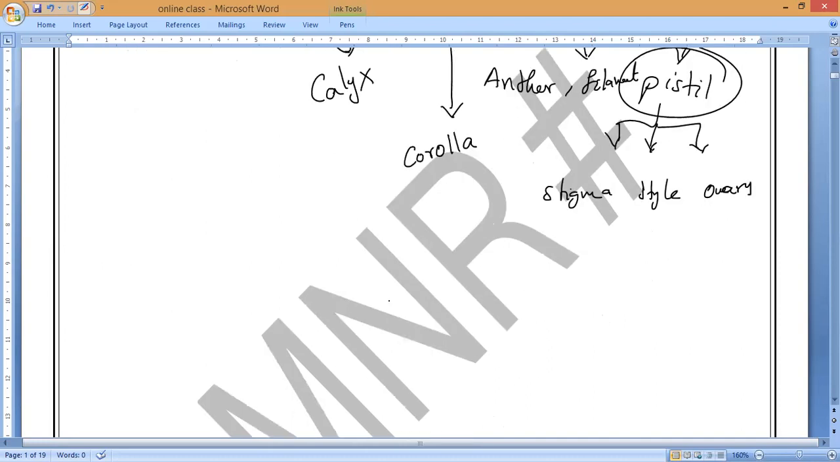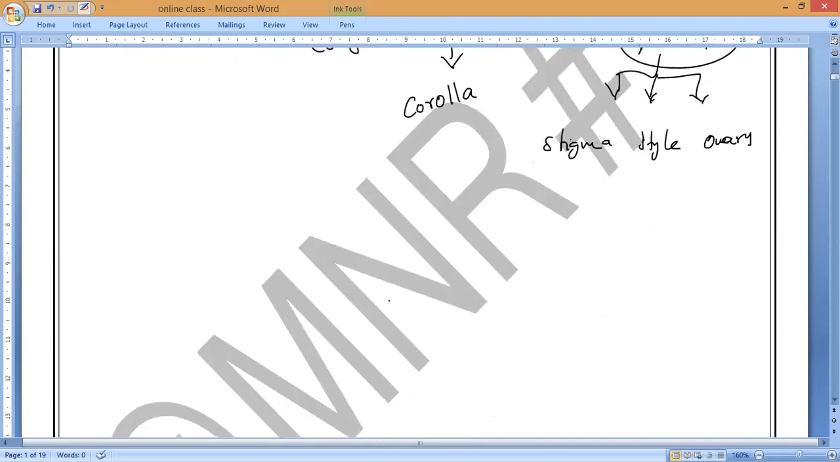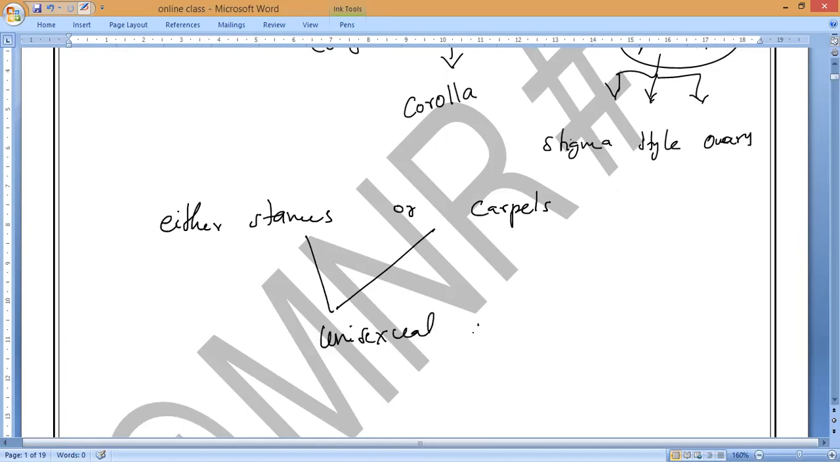So now if you see here, some flowers have only one sex organ. Either they contain stamens, or they contain what? Carpels. If they have only any one of these, then they are called unisexual flowers. Unisexual flowers.